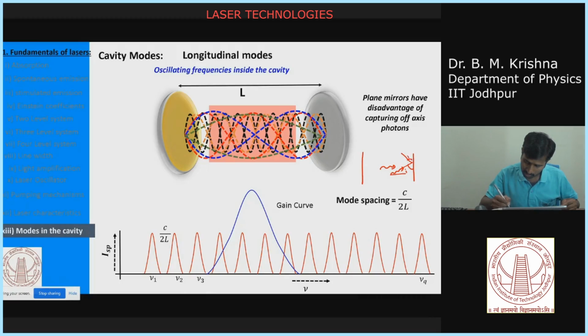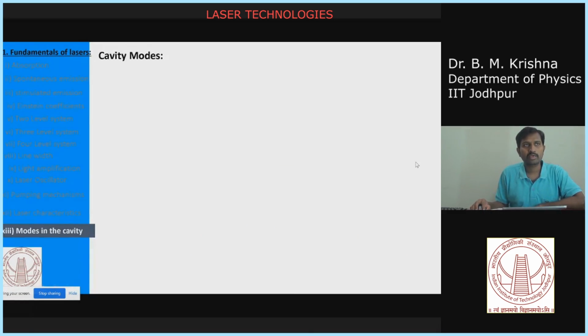So now what happens: even with a small angle deviation from your axial direction, these photons will escape from the cavity. That means eventually we will lose a lot of intensity. To avoid that, we will make the cavity with concave mirrors.